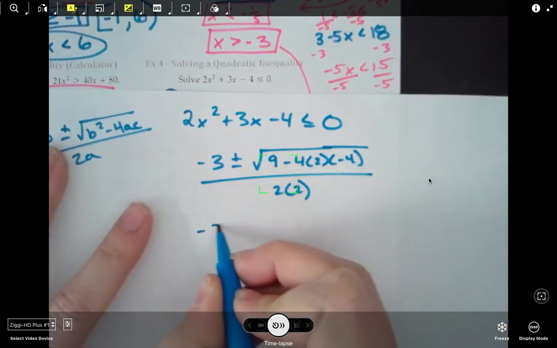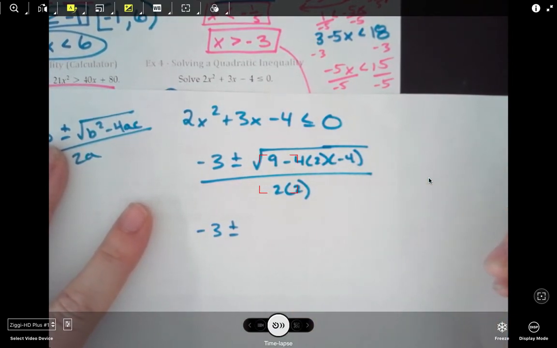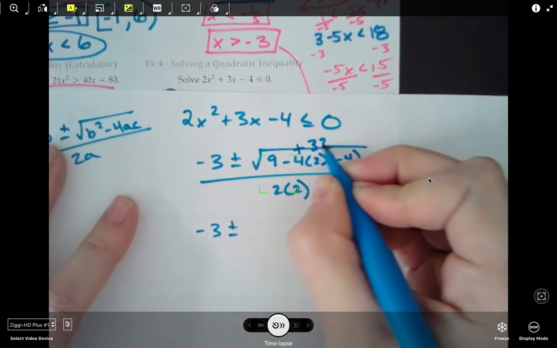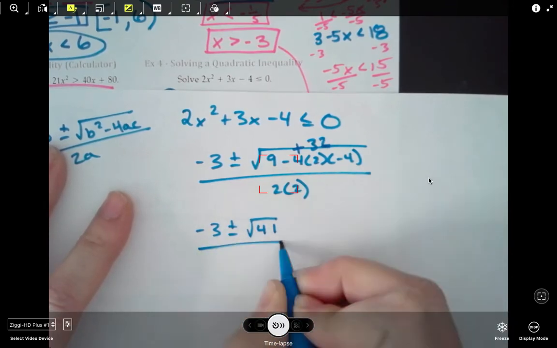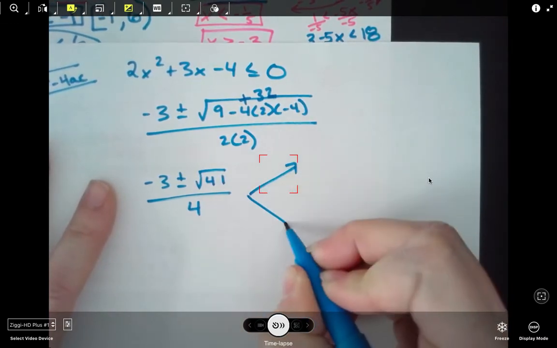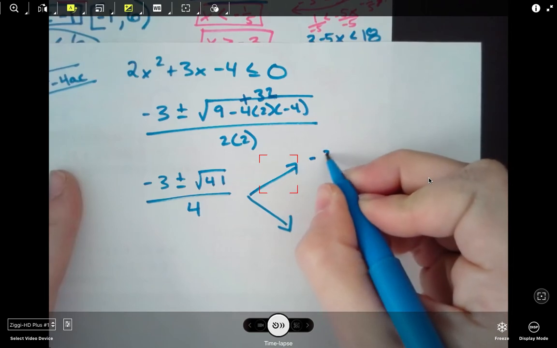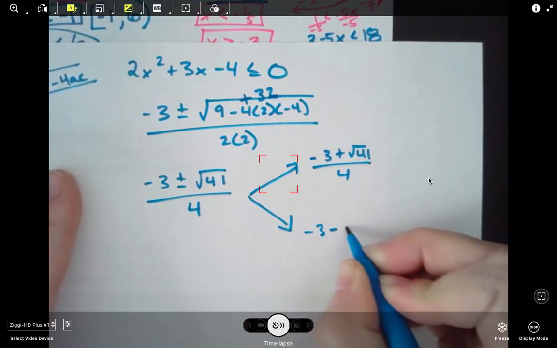Okay. Negative 3 plus and minus. Negative 4 times 2 times negative 4 is something like 32. Is that right? Positive 32. But then you have to add that to 9, so you have like the square root of 41 over 4. Okay? Now, let's go ahead and separate that, and we'll put those as decimals to make this a little bit easier. We want negative 3 plus the square root of 41 over 4, and we want negative 3 minus the square root of 41 over 4.